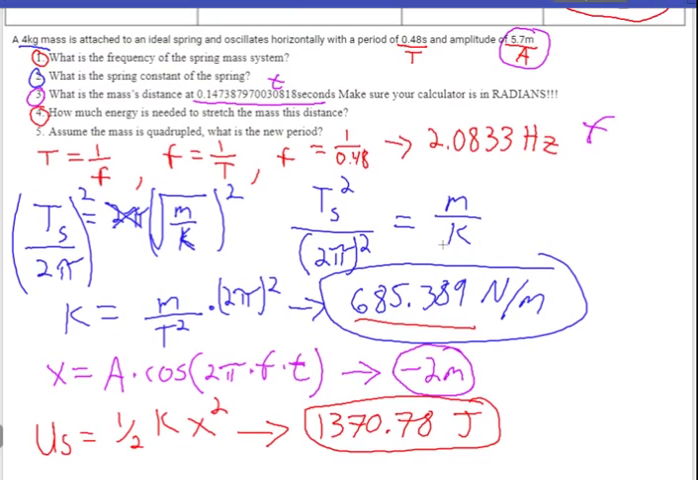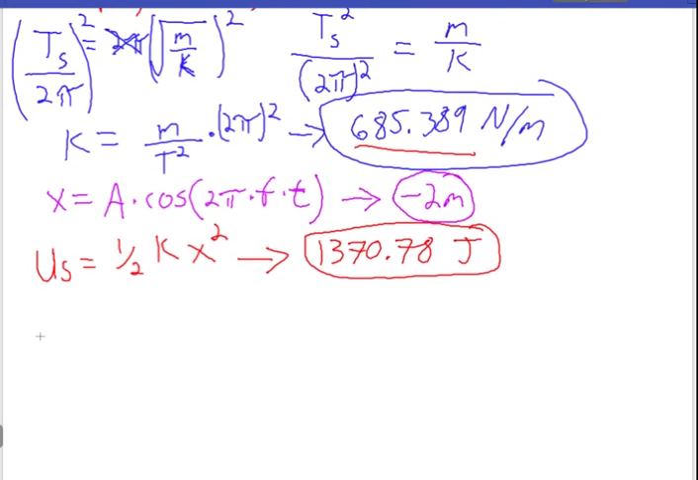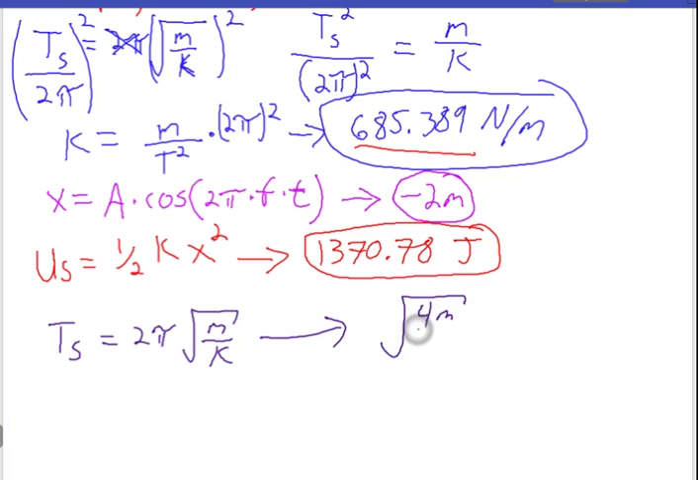All right, last question says, assume the mass is quadrupled. What is the new period? So if we take a look at the period equation, we know that period is equal to 2 pi, the square root of m over k. So if we quadruple this mass, that really means that we have the square root of 4m over k. Well, m and k are the same as before. All we're really doing is quadrupling it. So we really just have the square root of 4. The square root of 4 is just 2, meaning that our period is going to be 2 times as big as it was before.